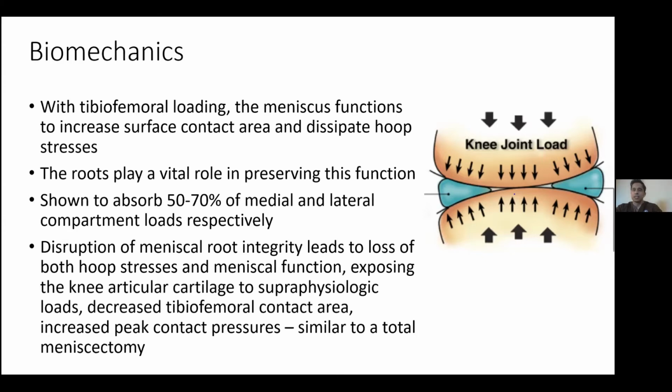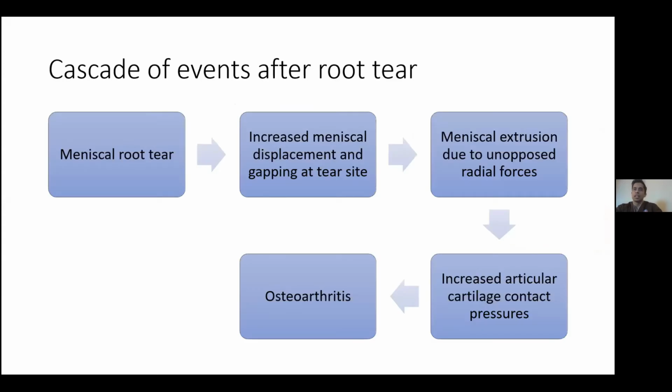And what happens is your cartilage is now exposed to very high loads and reduced contact area, and eventually you are losing your entire meniscus. So what is the cascade of events that happens after a root tear? Once you have a root tear, it will increase meniscus displacement and gapping, and you get a phenomenon called meniscal extrusion. When you have meniscal extrusion, the meniscus does not sit under your femur and tibia, and this will then increase contact pressures across your articular cartilage, and the end result will be osteoarthritis.